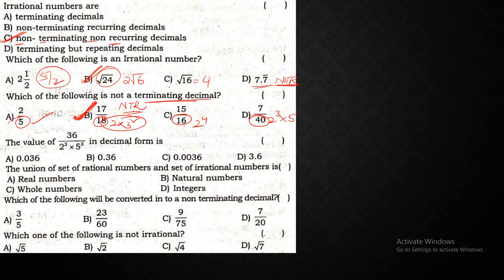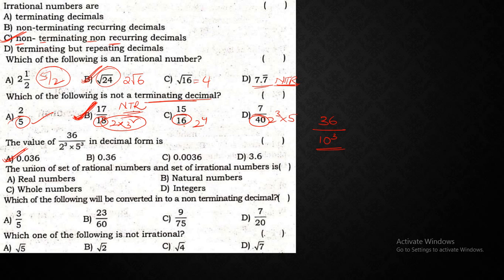Next, the value of 36 by 2 cube into 5 cube. I can write it as 10 power 3. So 10 power 3 means after the decimal point we should have 3 decimals. After the decimal point, 3 decimals. So this is nothing but my answer.